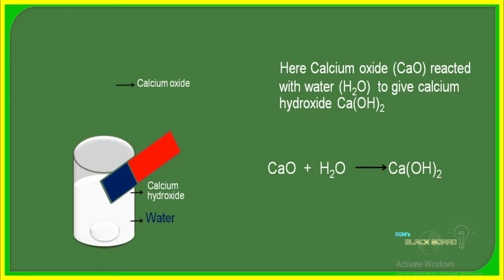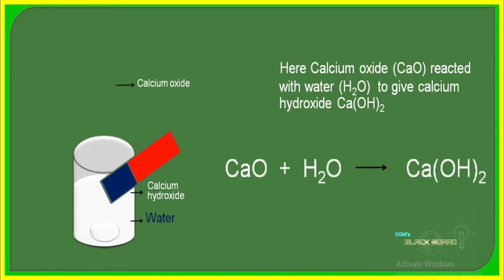So we have to separate reactants and products by using an arrow mark. So here we have kept that arrow mark in between calcium oxide, water, and calcium hydroxide. This arrow mark shows that calcium hydroxide is a product. So in this way, CaO plus H2O give rise to Ca(OH)2 is the chemical equation for the above chemical reaction.